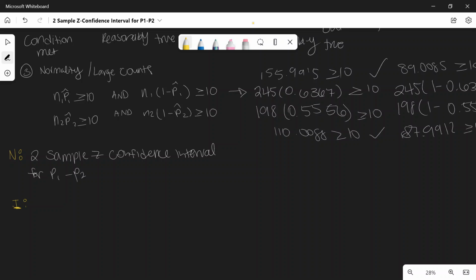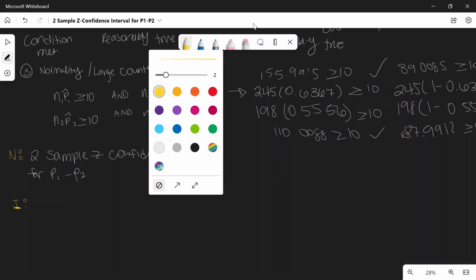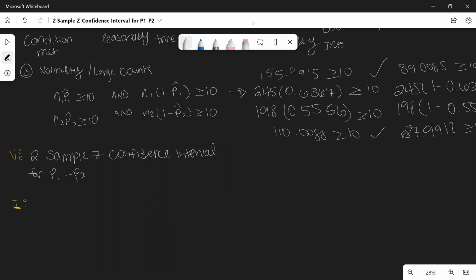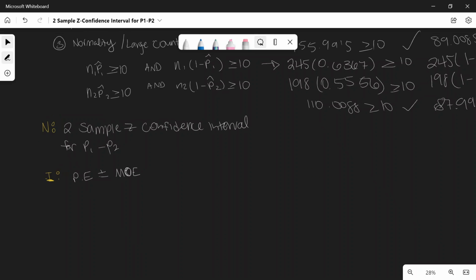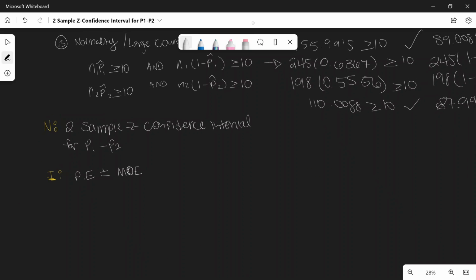So your interval, the equation for an interval for two proportions, it always starts the same. It's the point estimate. For any confidence interval, it's always a point estimate plus or minus the margin of error. Now, the margin of error and the point estimate obviously depend on the problem. So the point estimate is whatever statistic. You can think of it as your statistic.